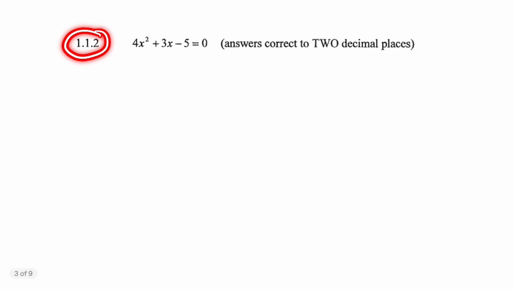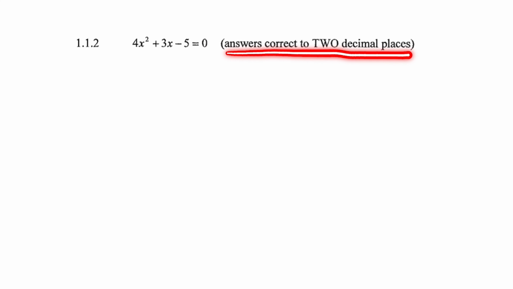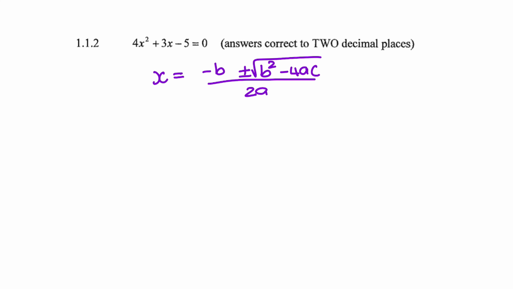Question 1.1.2. Here we have 4x squared plus 3x minus 5 equal to 0. And it says answers correct to 2 decimal places. So we want to solve x correct to 2 decimal places. Now that's an indication that you would need to use the quadratic formula, which you can find on your formula sheet. So the a value from our quadratic formula is the coefficient of x squared. The b value would be the coefficient of x.